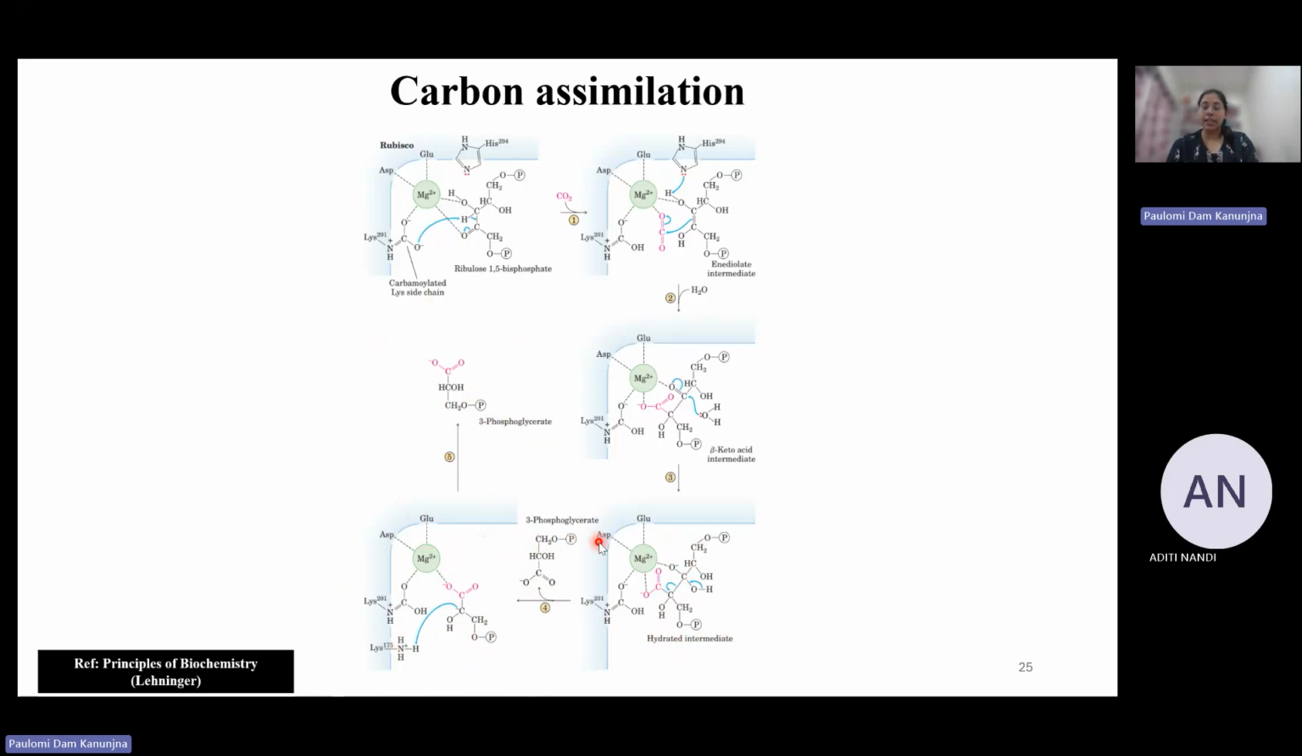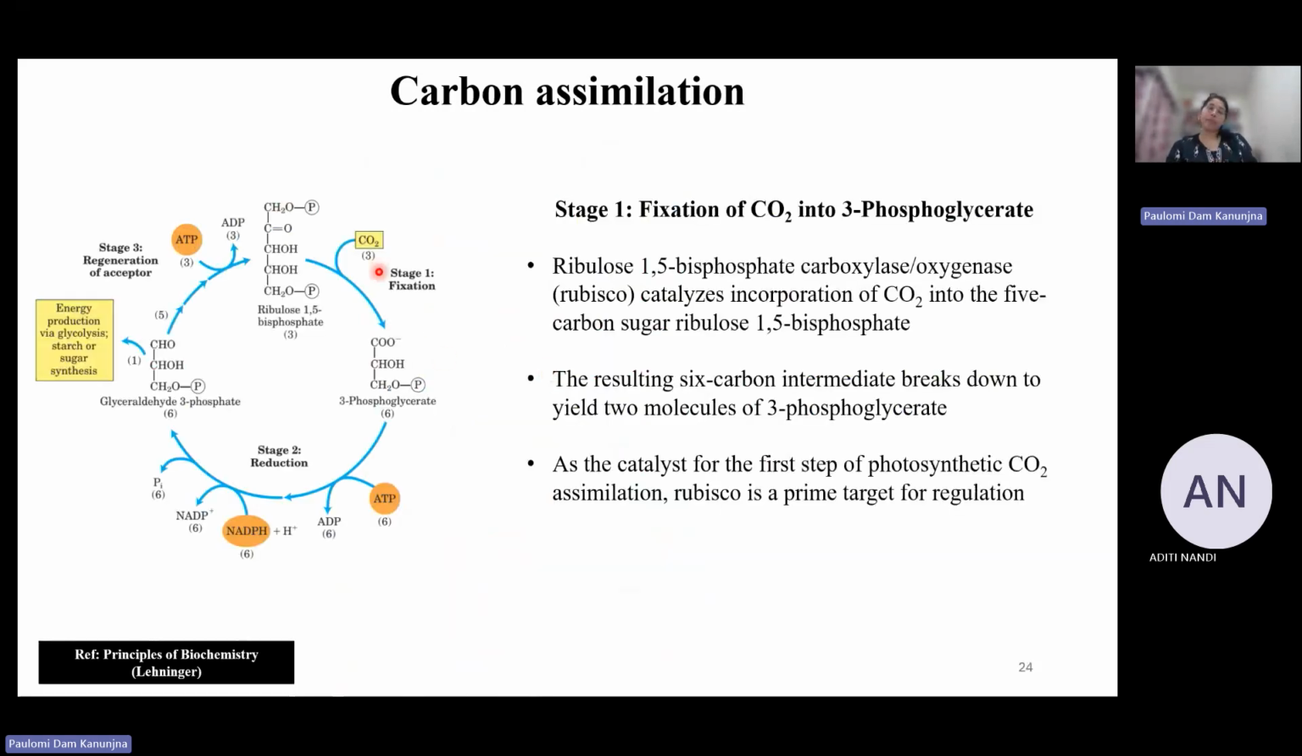But what you need to remember at the end is that at this step, when you are fixing carbon dioxide to ribulose bisphosphate, you are getting 2 phosphoglycerate. Now see, one ribulose bisphosphate gives you 2 phosphoglycerate. So 3 ribulose 1,5-bisphosphate gives you 6 phosphoglycerate. That's how you need to remember it. For 3 ribulose 1,5-bisphosphate, you need 3 carbon dioxide. So that is the stoichiometry that is shown here.